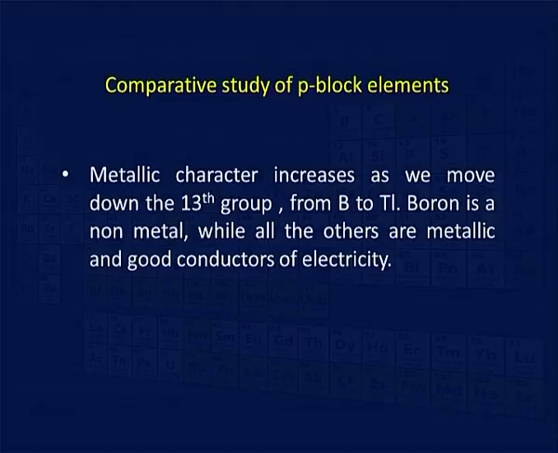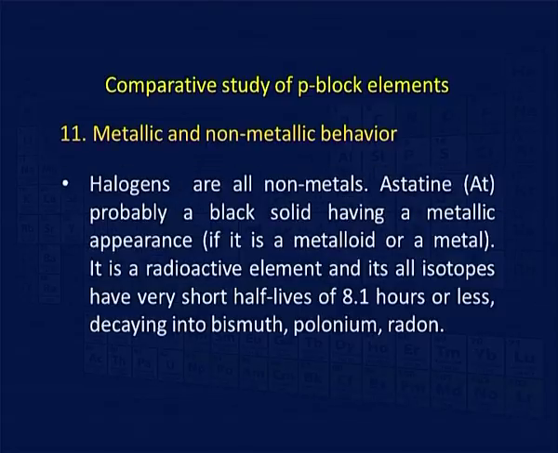The metallic character increases as we move down the 13th group from boron to thallium. Boron is a non-metal while others are metallic in nature. The halogens are non-metals. Astatine is probably a black solid having a metallic appearance if it is a metalloid or a metal. It is a radioactive element and all its isotopes have very short half-lives of 8.1 hours or less, decaying into bismuth, polonium, radon and so on.